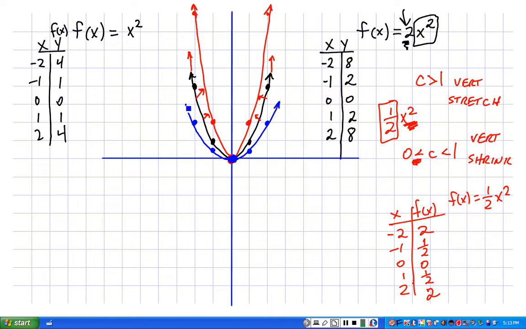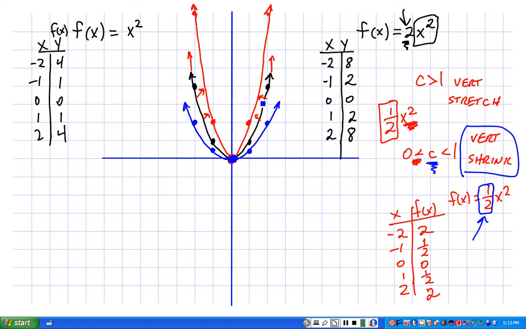Alright, so you see it's called a vertical shrink when your constant that's multiplied by your parent function is less than 1 but greater than 0. In other words, is a fraction. It's a vertical shrink, and you see it right here.